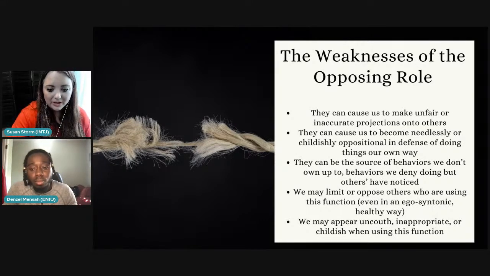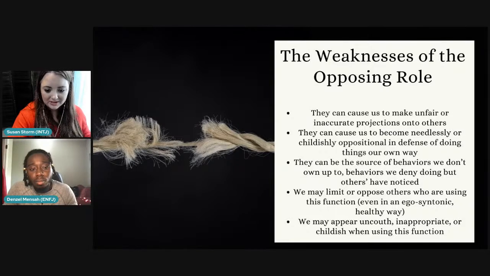The opposing role can be the source of behaviors we don't own up to, behaviors we deny doing, but others have noticed us doing. So a lot of hypocrisy and passive aggressiveness can be tied to the shadow functions. We may limit or oppose others who are using this function, even if they are using it in an egocentric or healthy way. We may appear uncouth, inappropriate, or childish when using this function.